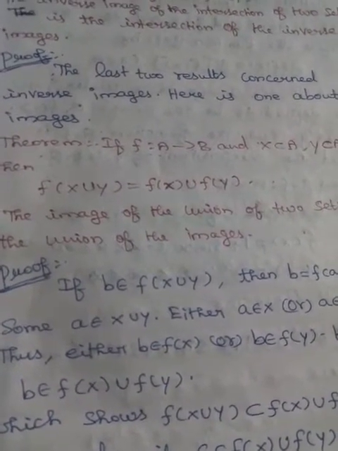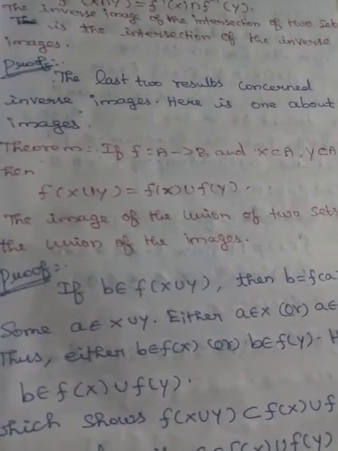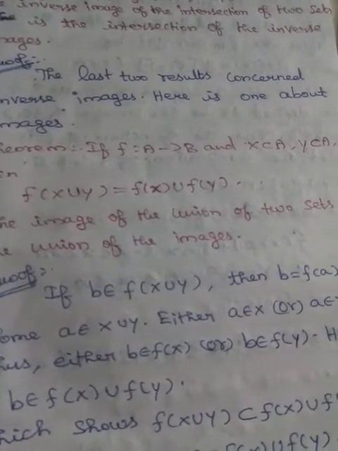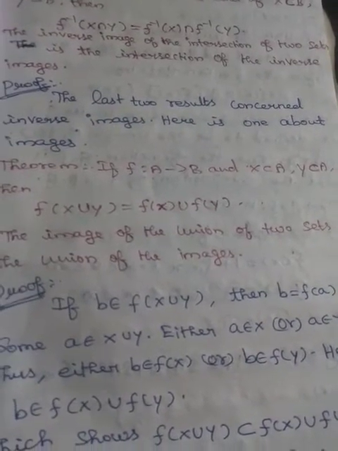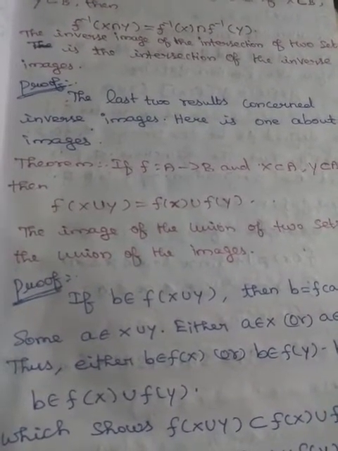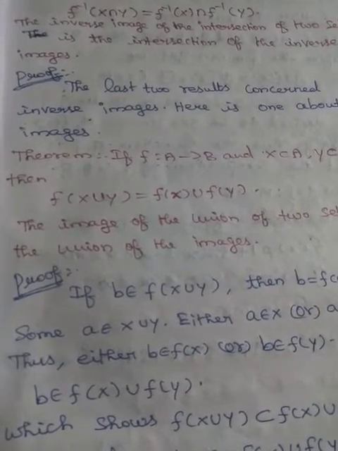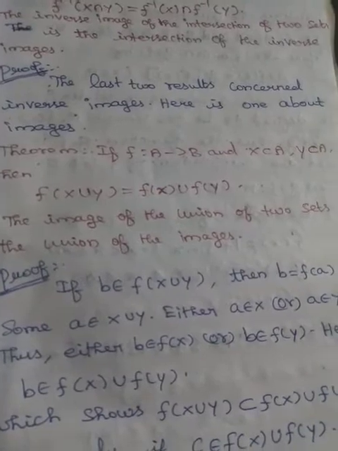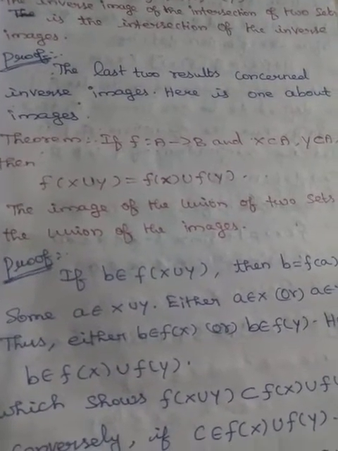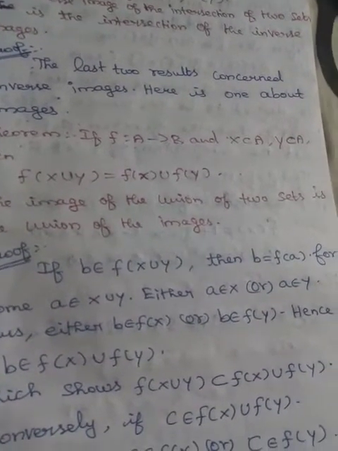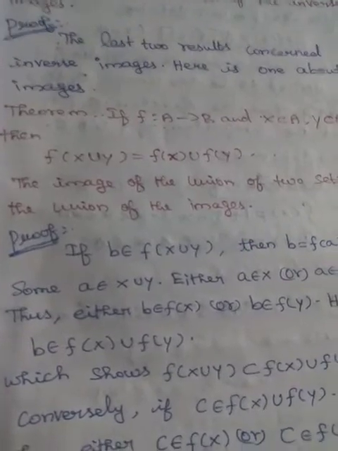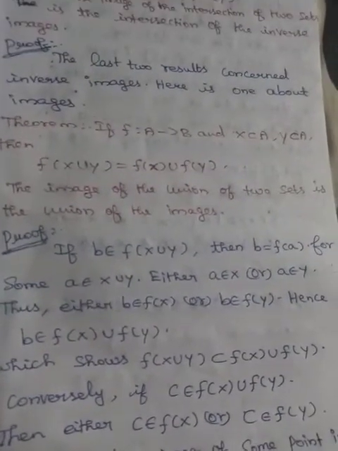Theorem: If f: A → B and X ⊆ A, Y ⊆ A, then f(X ∪ Y) = f(X) ∪ f(Y). The image of the union of two sets is the union of the images.